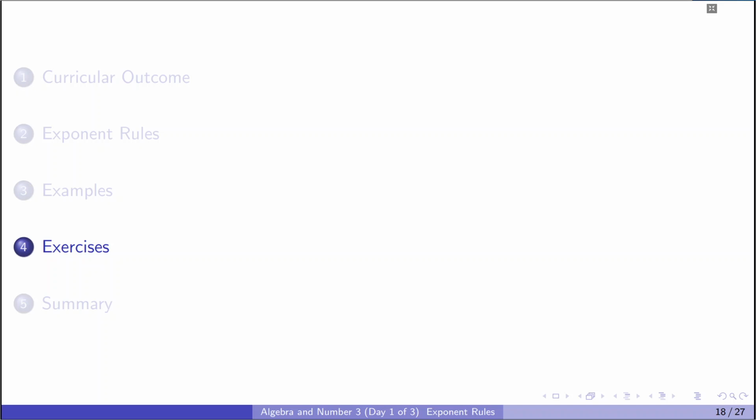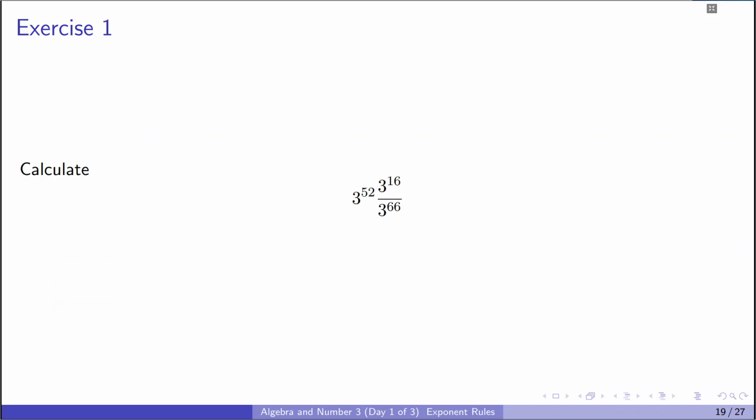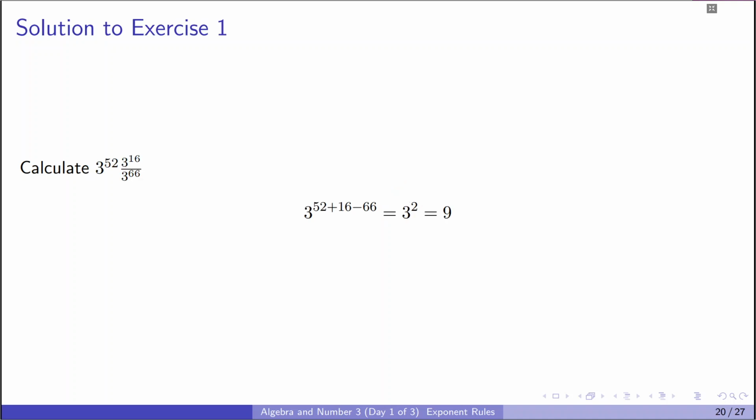All right, exercises. Let's try some yourself. So let's calculate this one. 3 to the 52 times 3 to the 16 over 3 to the 66. Pause now. Take the time you need. In our fraction, 3 to the 16 cancels. We're left with 3 to the 50 on the denominator. Or we can just add and subtract the exponents. We're left with 3 squared. Because 3 to the 52 minus 3 to the 50 is 3 squared. Multiple approaches will get us here. This simplifies to 9.